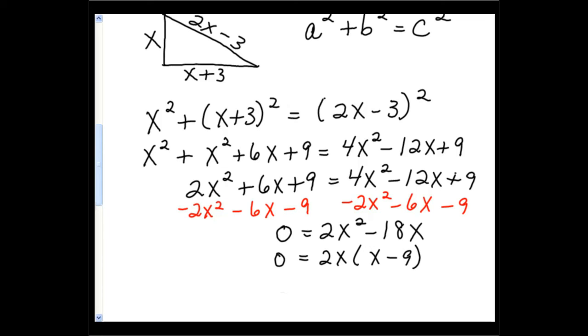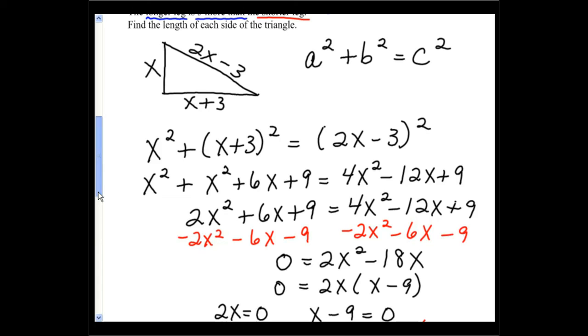Now, set each factor containing a variable equal to 0, and we see x equals 0, x equals 9. Now, one of these answers doesn't make sense for our application, and that is the x equals 0. Even though it's a solution to the equation, it doesn't make any sense because the length of one of the legs of a triangle cannot be equal to 0. But the x equals 9 does make sense.